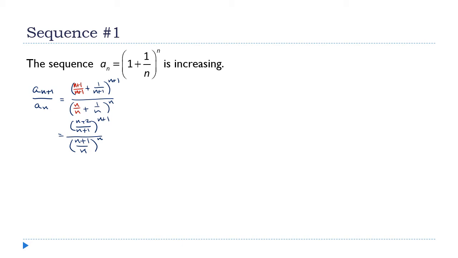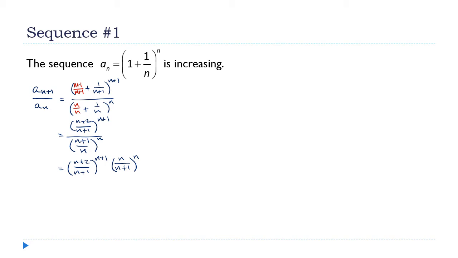what to do next? Well, let's flip the fraction over, right? So I'm going to make this ((n plus 2) over (n plus 1)) to the n plus 1, times (n over (n plus 1)) to the n, right? That's how we divide fractions, right? You flip the bottom one over and you multiply.